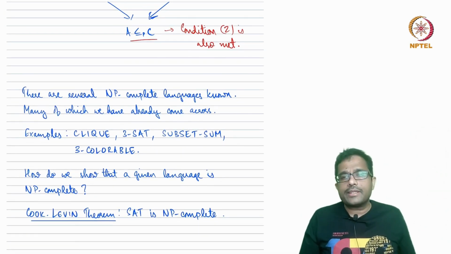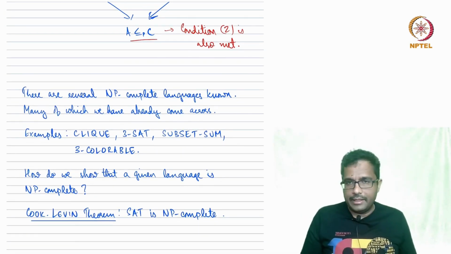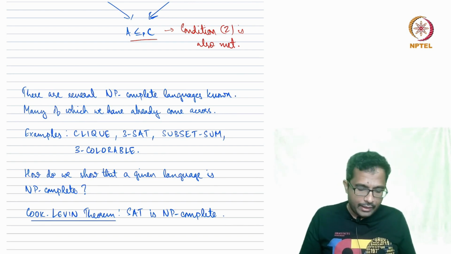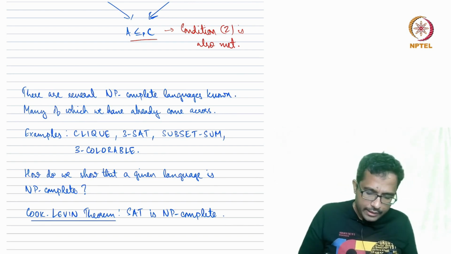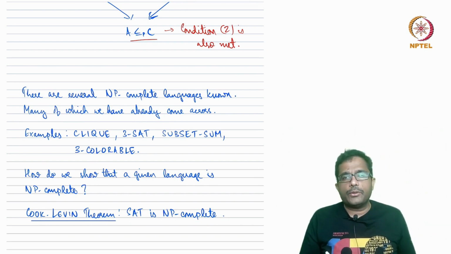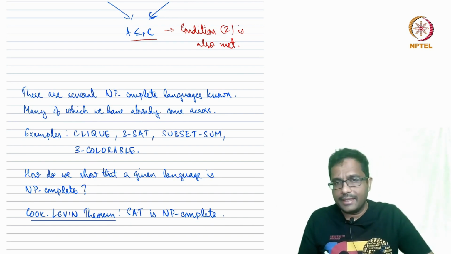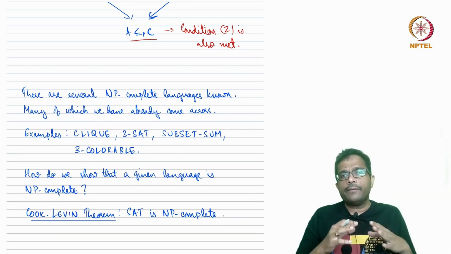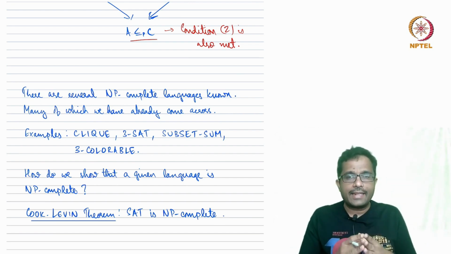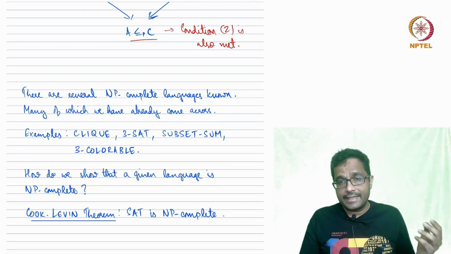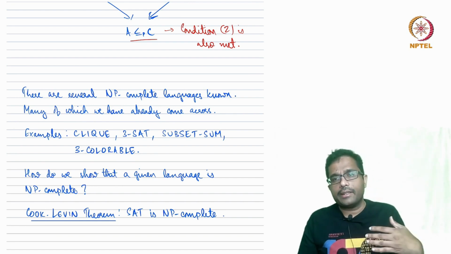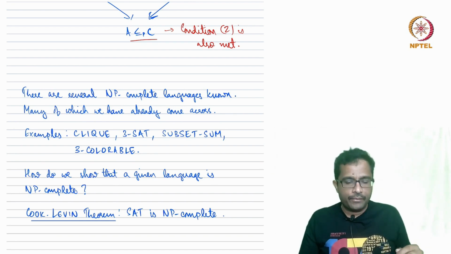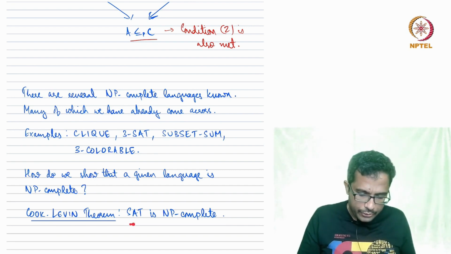So the first language that was shown to be NP complete was satisfiability, which we saw in one of the earlier lectures. And this result, that SAT is NP complete, is commonly known as the Cook-Levin theorem, and this was proved in the early 70s independently by Cook and Levin, right? So they showed from first principles that SAT is NP complete, meaning any language in NP reduces to SAT. I think we had already seen that SAT is in NP, but to show the second part, that any language in NP reduces to SAT, Cook and Levin showed this.